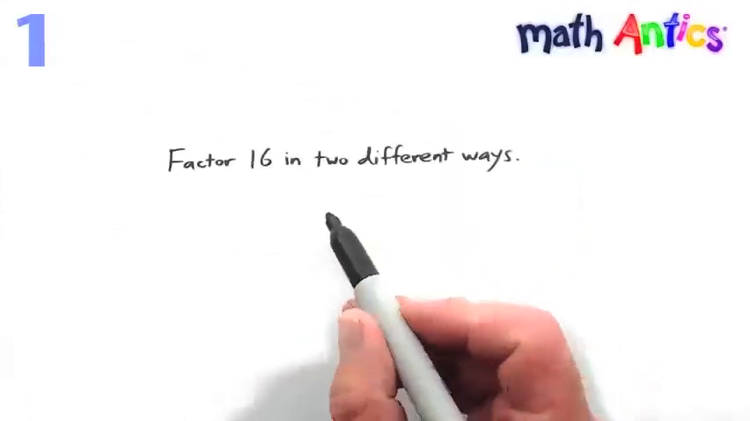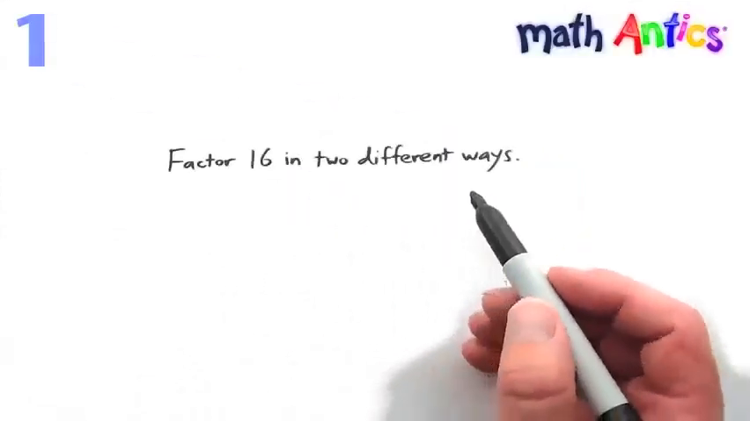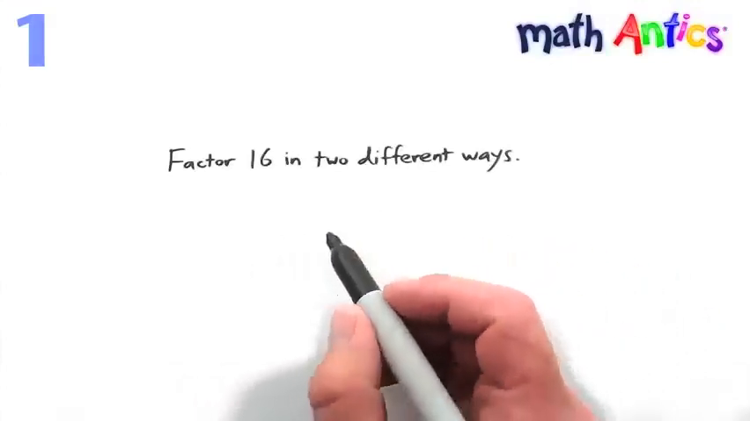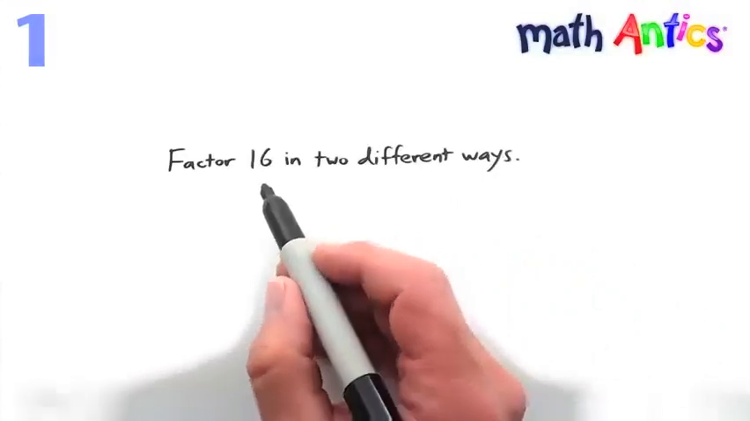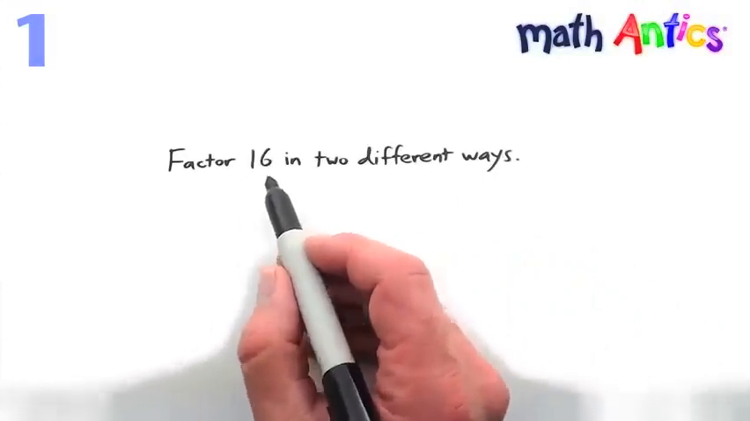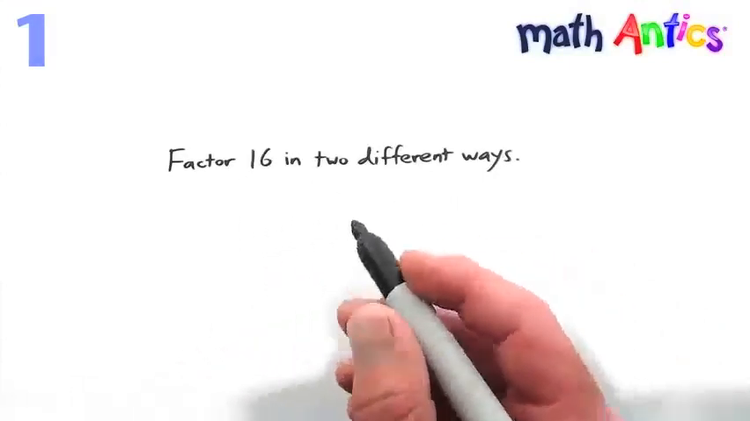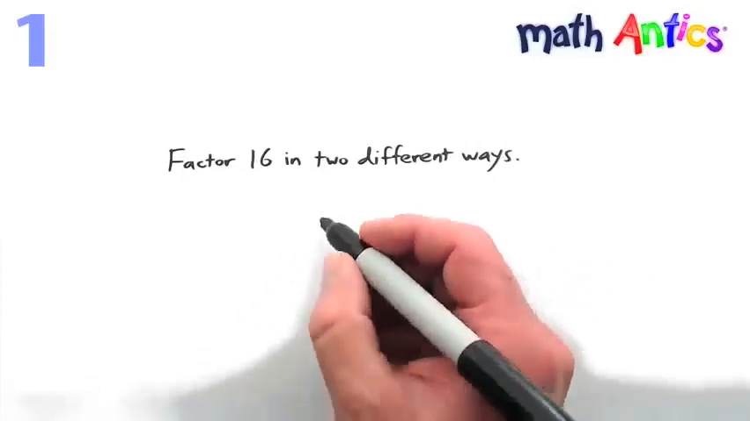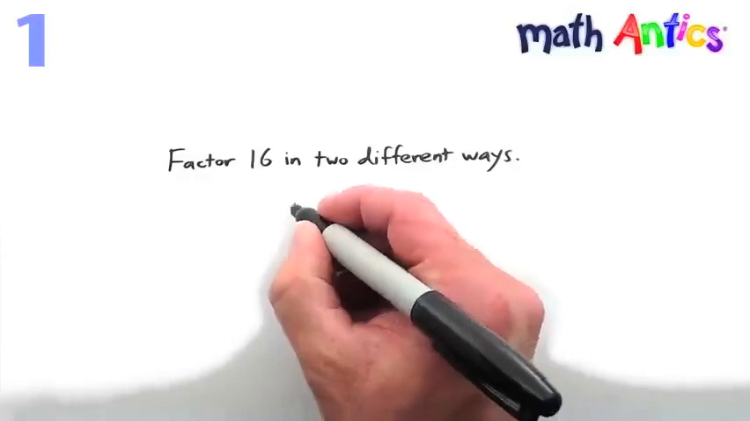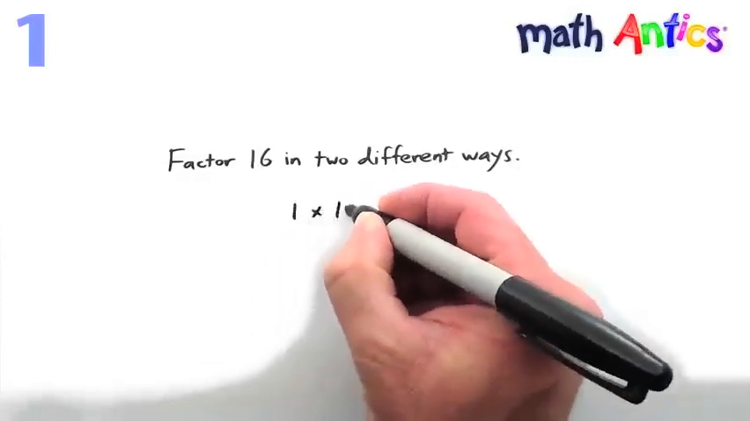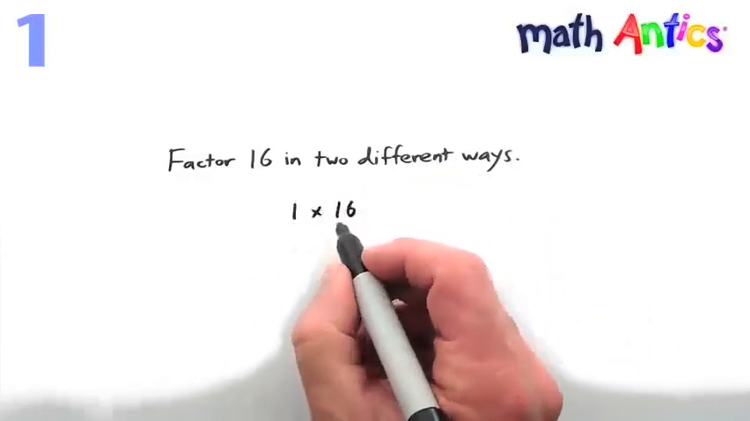Our first problem says factor 16 in two different ways. Now remember from our video lesson that factoring just means unmultiplying. We have to figure out what we could multiply together in order to get 16. Well, one thing we could do, which you could do with just about any whole number, is multiply it by 1. You could say 1 times 16, and those would both be factors of 16.